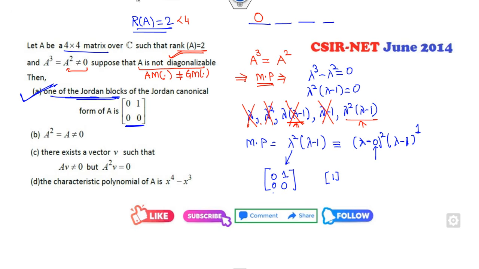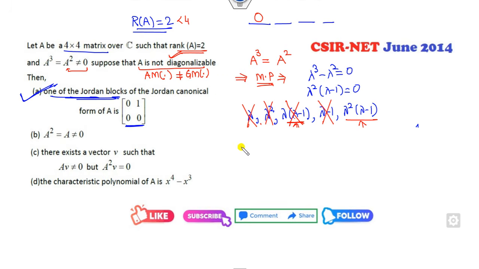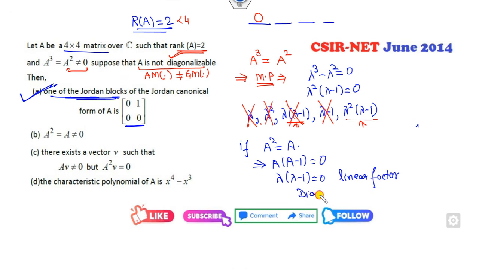A square is equal to A. Is it true? No, because if A square is equal to A is true, then it will be A into A minus 1 is 0. That means you can see this is my linear factor. So if this is a linear factor, it means the matrix is diagonalizable, but it is given that it is not diagonalizable.